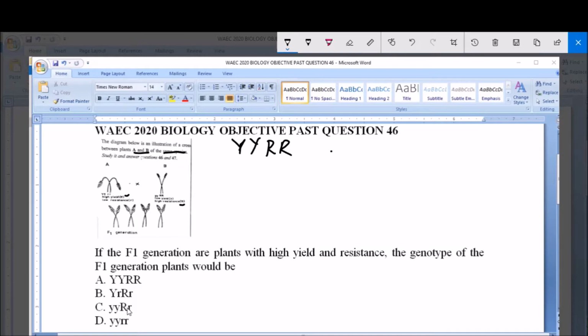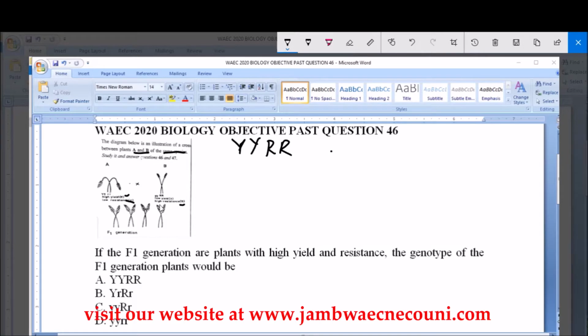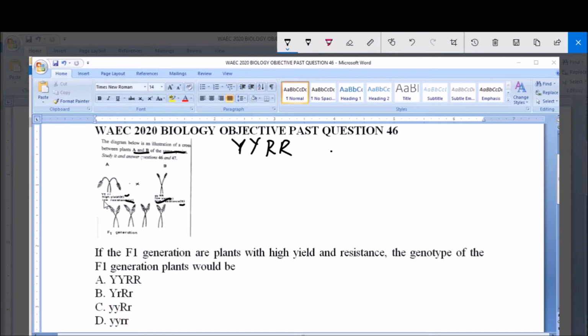C, you have homozygous low resistance and heterozygous high resistance. And then D, you have homozygous low resistance, homozygous low yield. So in order to get the probable genetic cross or the genetic makeup of the F1 generation, you use what is known as the Punnett square. The Punnett square or Punnett table. Now, this is what it would look like.